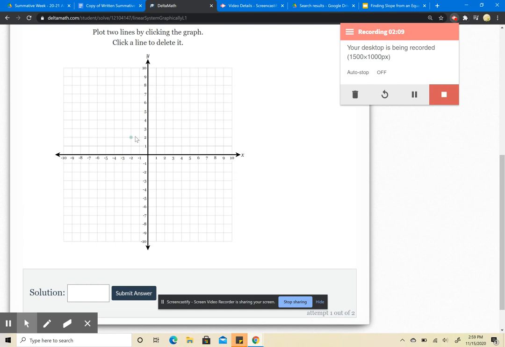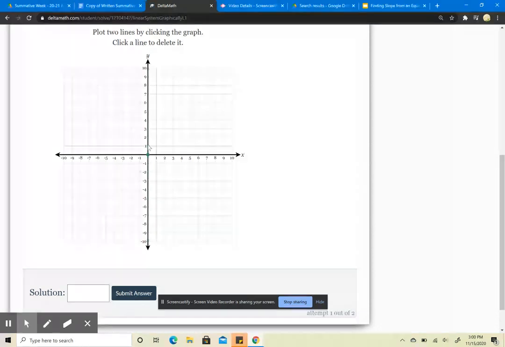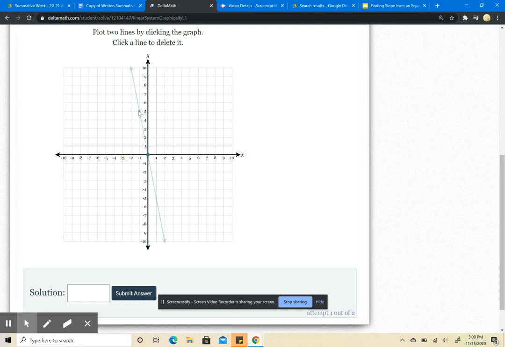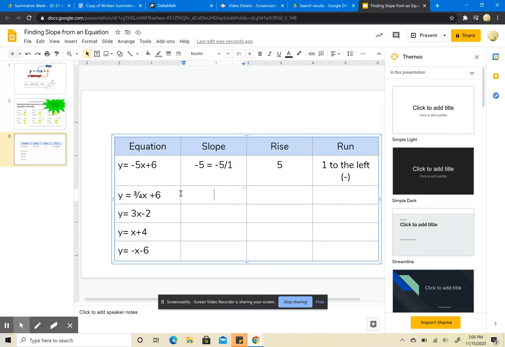Here's a quick example of rising 5 and 1 to the left. If I had a point here and I count up 1, 2, 3, 4, 5 and go once to the left, you can see that my line's pointing upwards to the left, which means it has a negative slope. So let's try the next one.